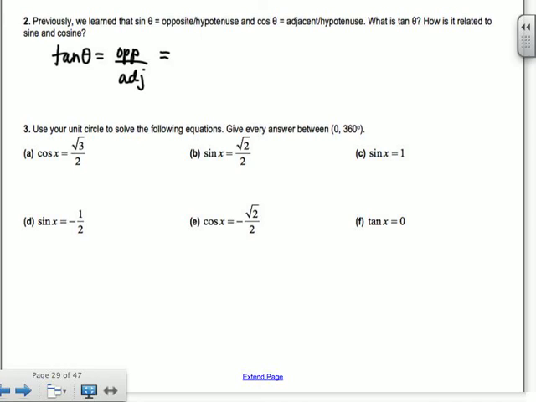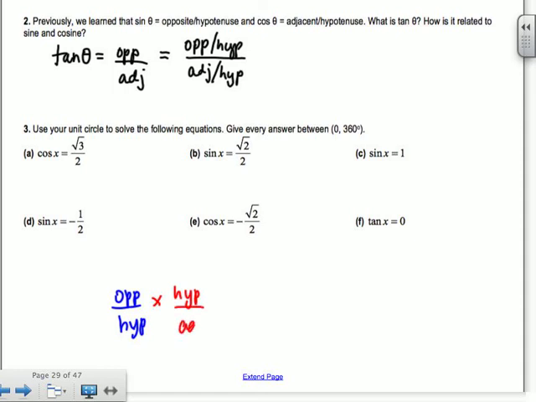Okay, here's what it ends up being. It's opposite over hypotenuse divided by adjacent over hypotenuse. Okay, think about why that would be okay. So if I had opposite over hypotenuse and I was dividing by adjacent over hypotenuse, that's the same as multiplying by its reciprocal. So hypotenuse over adjacent. Do you guys see how the hypotenuses would cancel? You get opposite over adjacent.